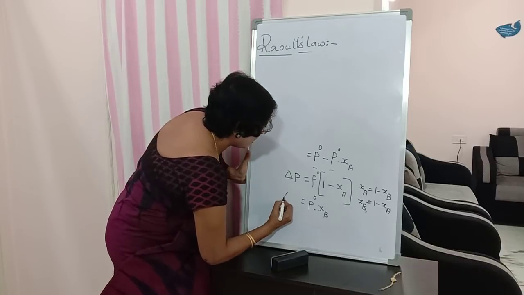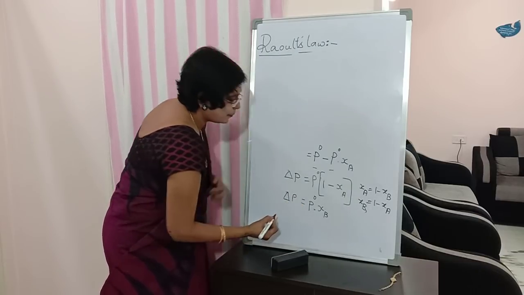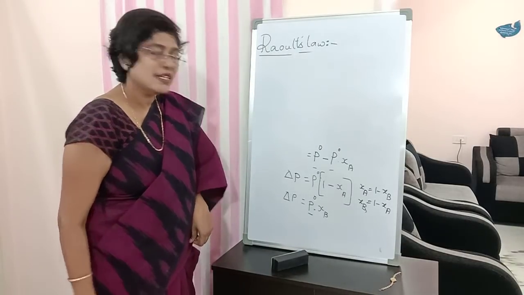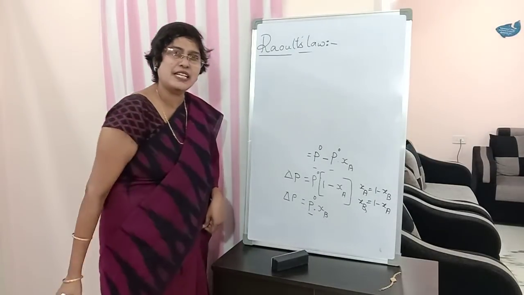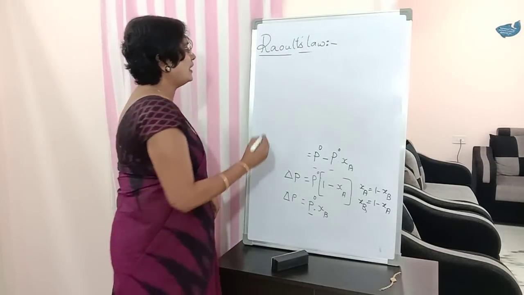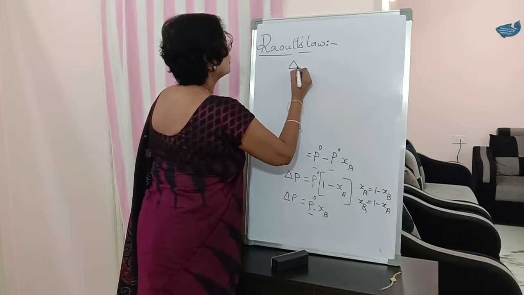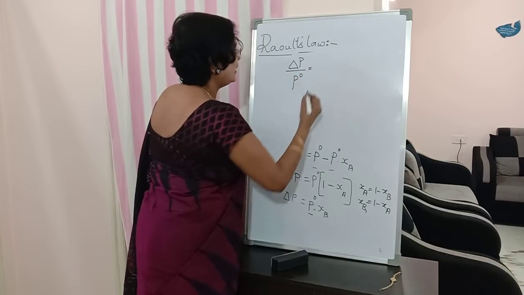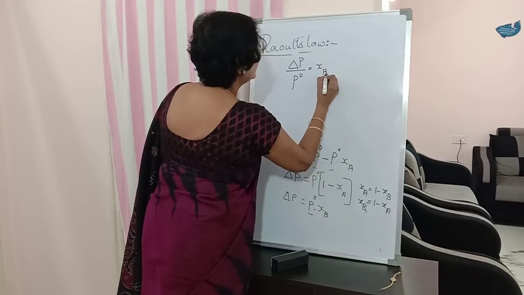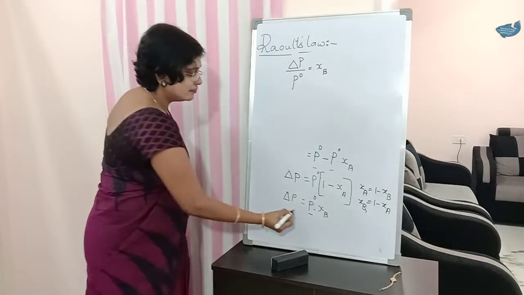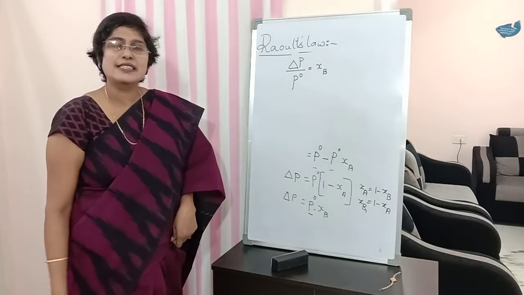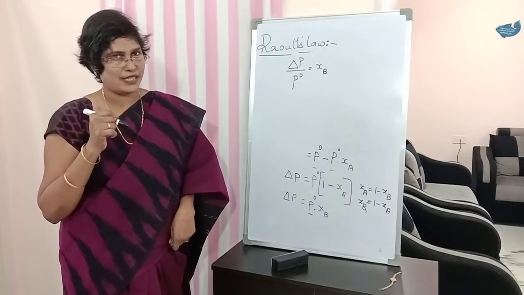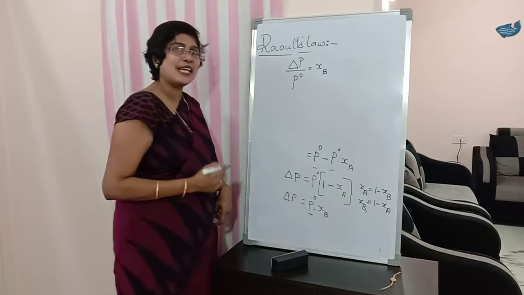So look here, students, at the end also I am writing delta P is equal to. Suppose if I bring this P naught to the left side, where will it go, students? To the denominator. So write down the next step. Delta P by P naught is equal to, what remains on the right hand side? XB. Clear? This P naught, if I bring to the left side, goes to the denominator. Hence delta P by P naught is equal to XB. Clear, students?